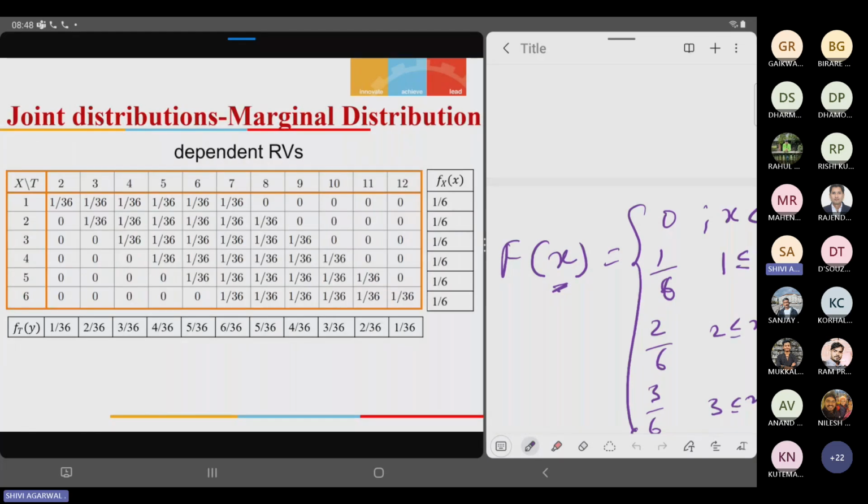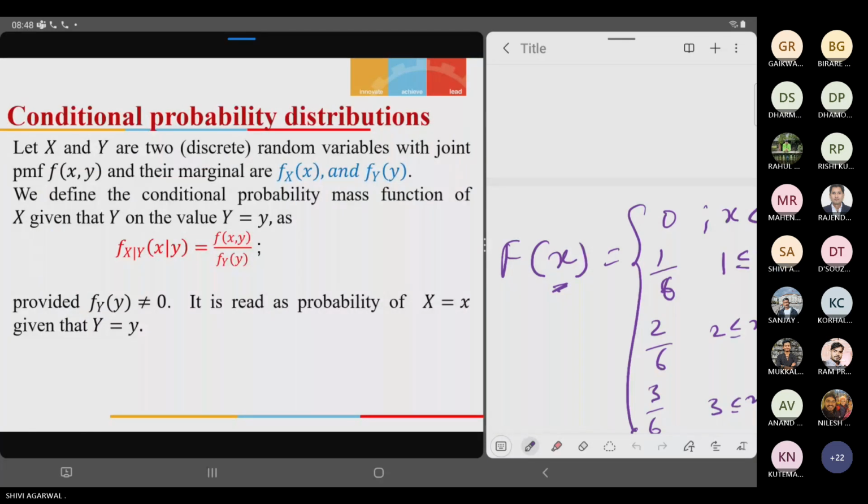I already gave you this example here. Now next, we will do some more examples, and then I will show at that time whether they are independent or dependent.